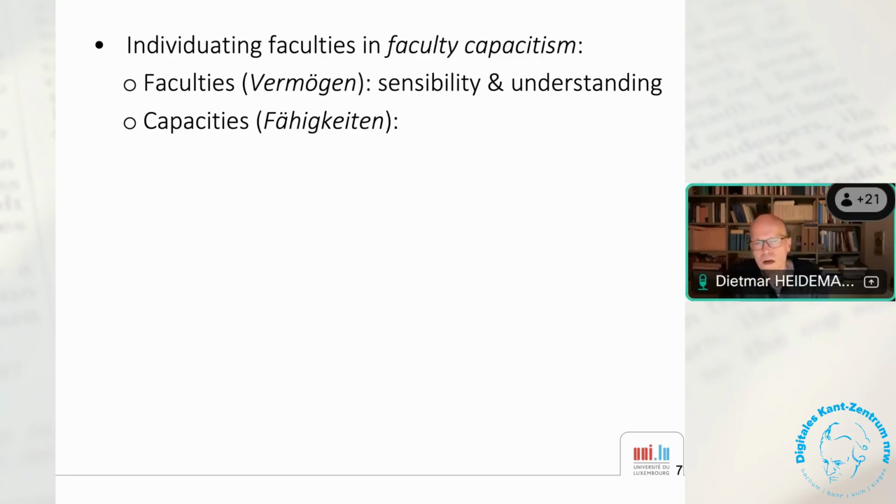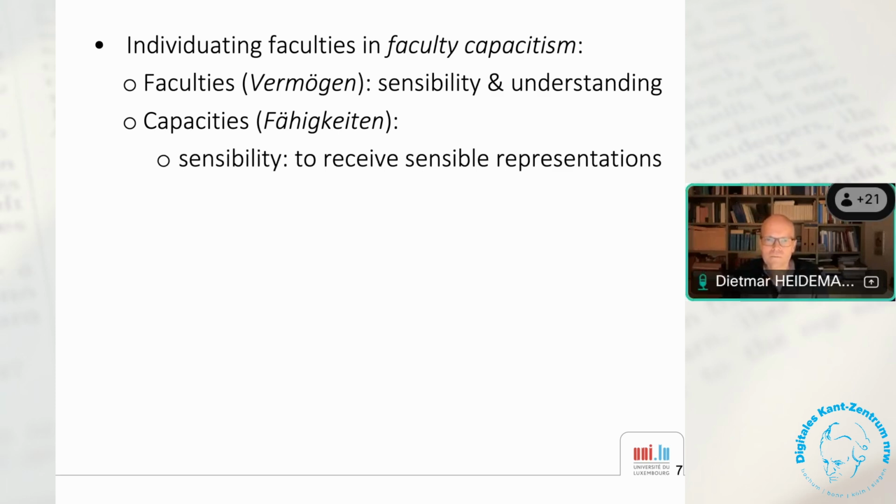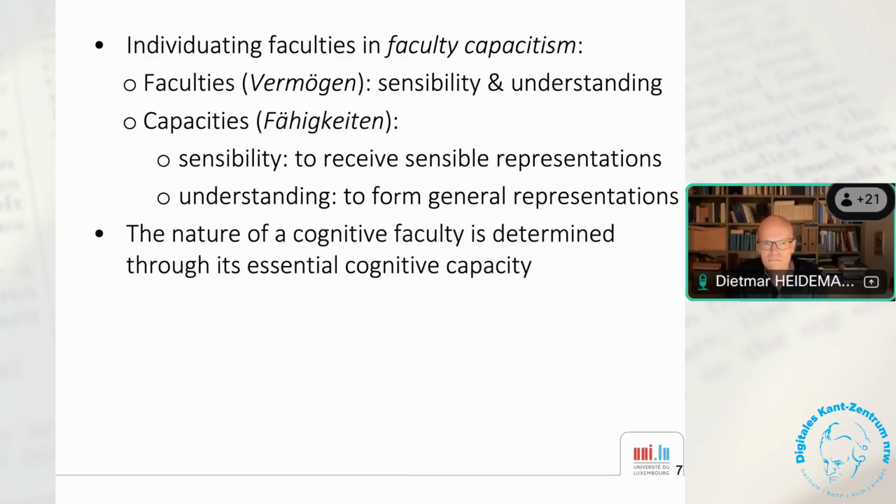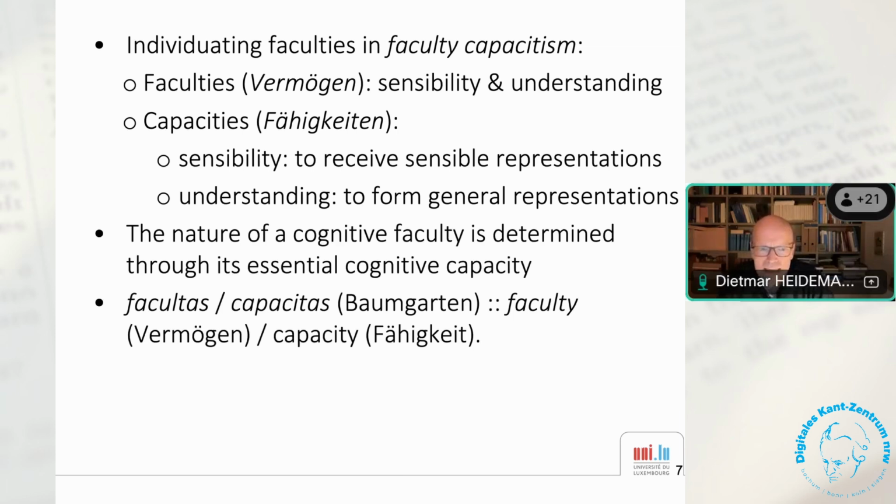And the idea is the following: to individuate sensibility, we need to identify the specific kind of capacity pertaining to sensibility. And this is in Kant to receive sensible representations, not to form them, but to receive them. That's the specific capacity the faculty of sensibility has. And unsurprisingly then, the specific capacity the understanding has is to form general representations. To form general representations is what profiles the understanding as the human faculty of concept use, of course. So the idea is really that the nature of a cognitive faculty is determined through its key, essential, core cognitive capacity. And as I said, this is what we find in Baumgarten.